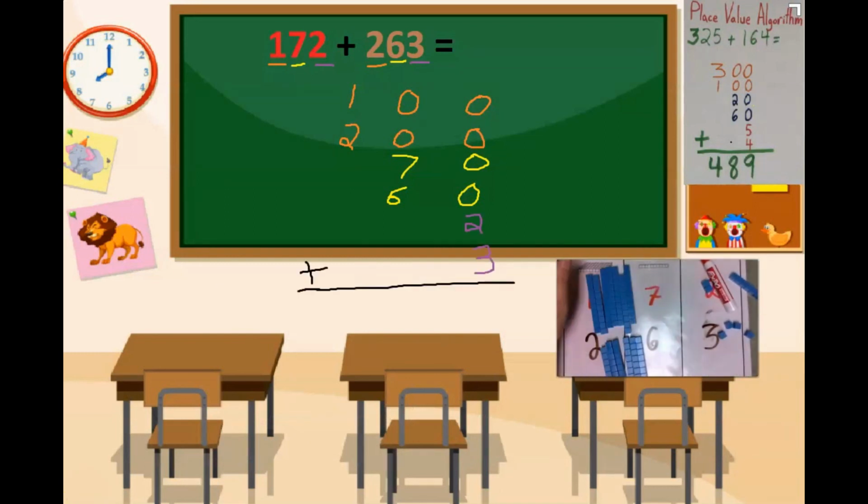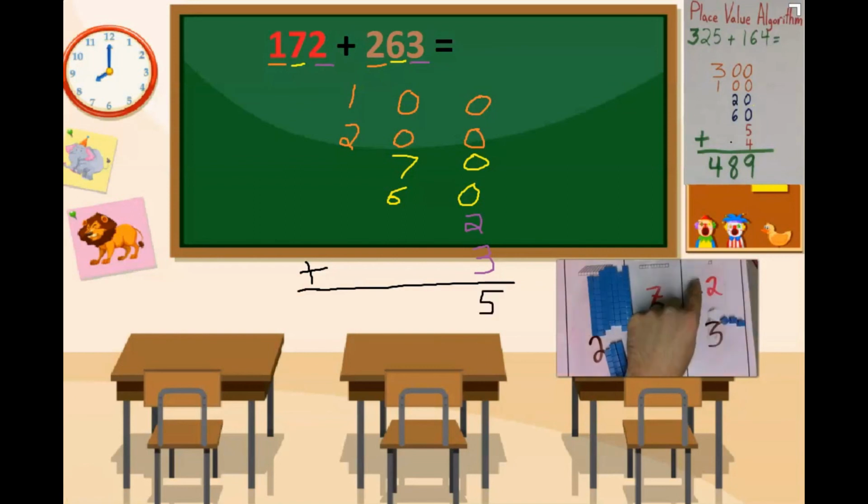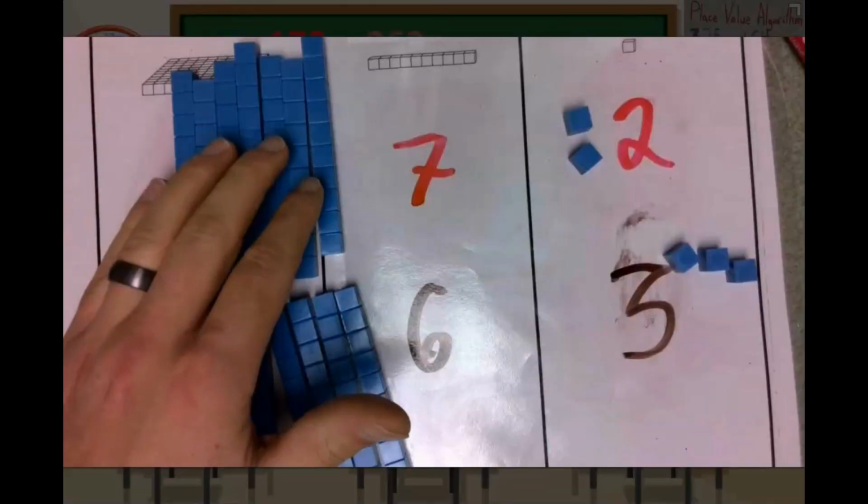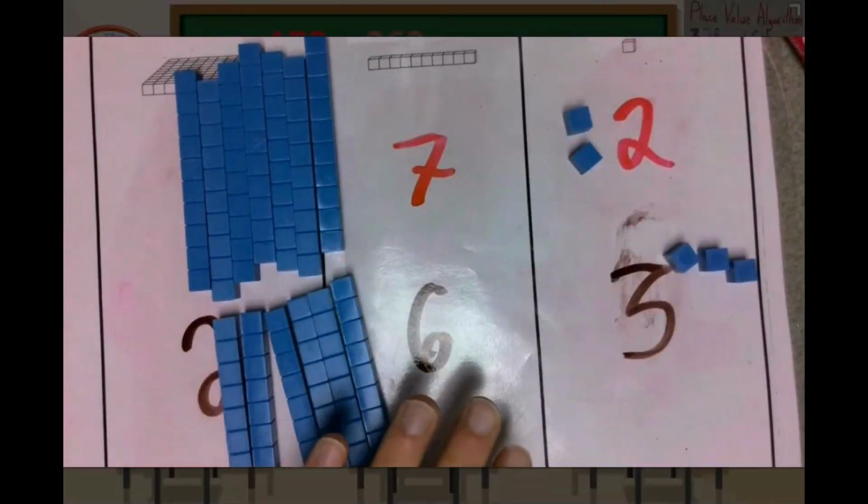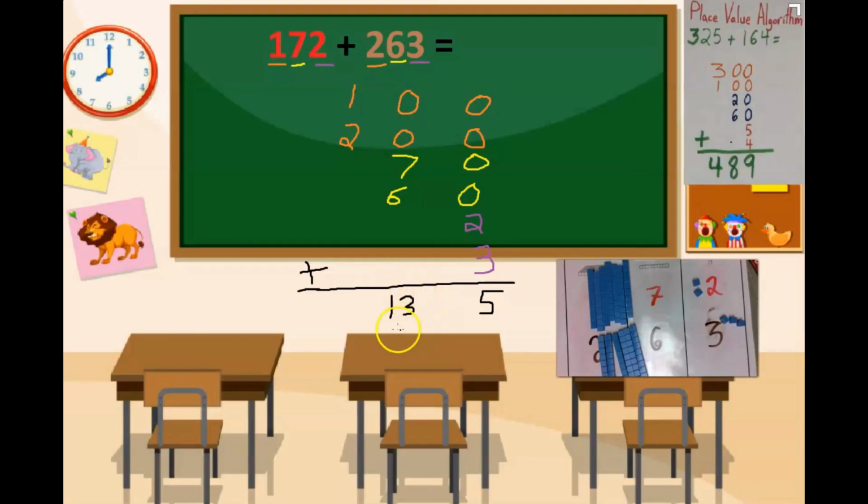2 ones and 3 ones is 2, 3, 4, 5. And 7 tens plus 6 tens is 13 tens. Hey, but can we have 2 digits in the same place value? No! You have to give some stuff to the neighbor. So 7 tens and 6 tens.